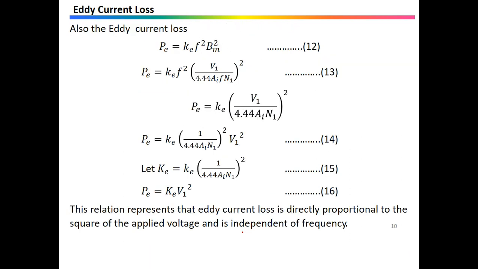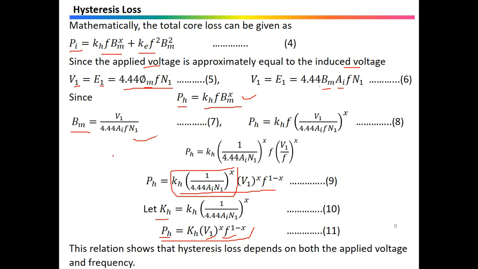Similarly, we can calculate the eddy current losses, and with the expression we have shown above, the eddy current loss can be expressed as Pe equals Ke F square Bm square, where F is frequency, Bm is the maximum magnetic flux density, and Ke is the constant. And now solving again, putting the value of Bm from equation number 7.